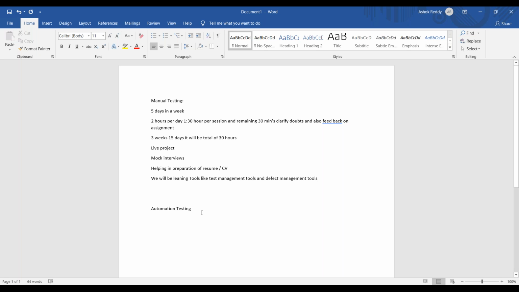When it comes to automation testing, there are so many tools available in the market. Here we'll be learning Selenium, which is one of the functional automation testing tools, and we'll talk about what functional testing and non-functional testing are. We'll learn that in manual testing. You will be learning Selenium with Java, which is the automation part. Automation testing will typically go Monday to Friday, 2 hours per day, and it would be a 4-week session.